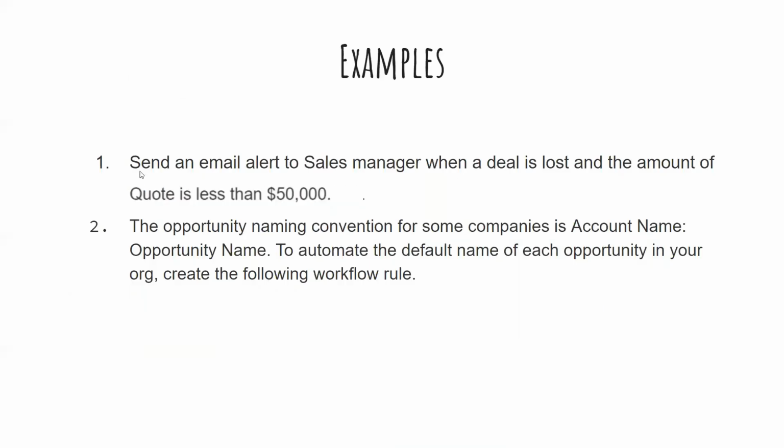So first we are going to create a workflow which sends an email alert to a sales manager when a deal is lost and the amount of the quote is greater than 50,000. It means that we are first going to create an email template, then map this email template to an email alert, and create one workflow where the amount of the opportunity is less than 50,000 and it's closed lost, then we are going to send an email to a sales manager.